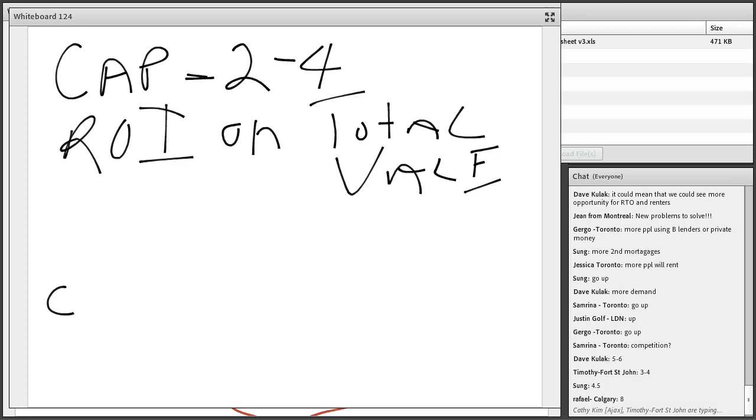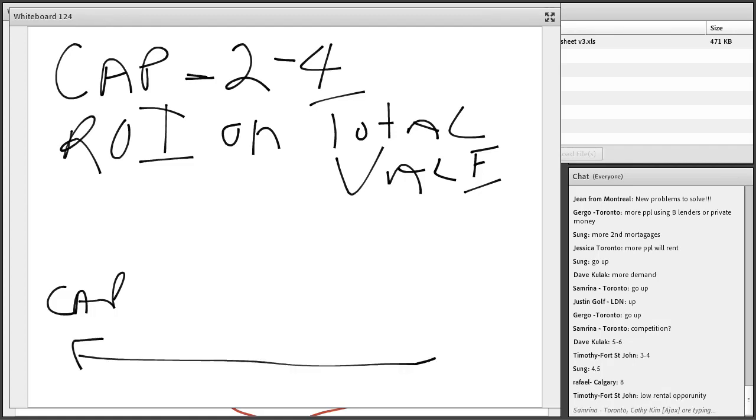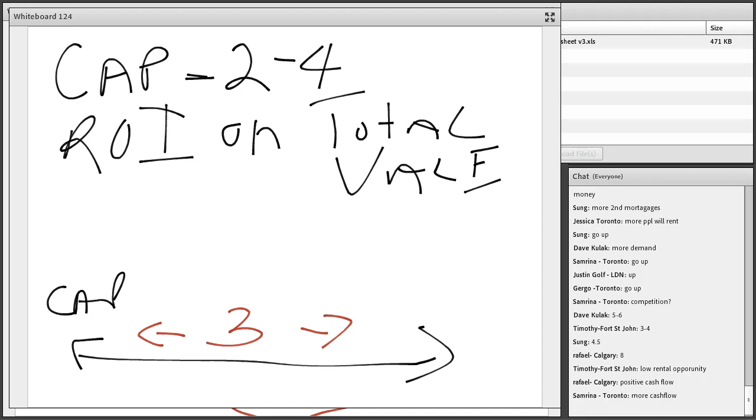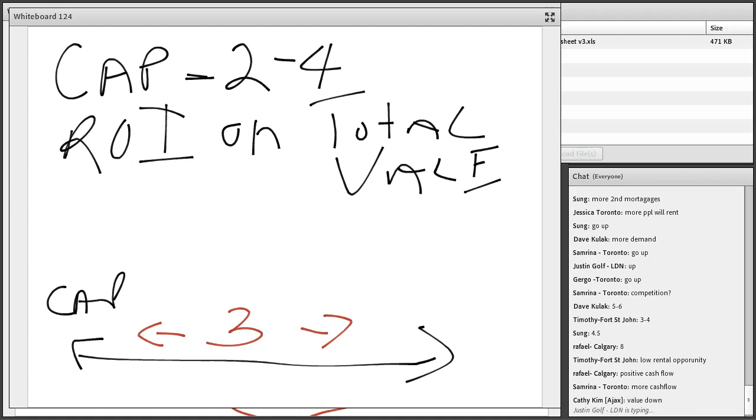So here we go. Here's cap rate. This is the line for cap. Let's look here. If cap rates are, say, 3, when cap rates go this way, what does it mean? And when it goes this way, what does it mean? So if cap rates go up, what does it mean? If cap rates go up, you will have positive cash flow. More cash flow, right.